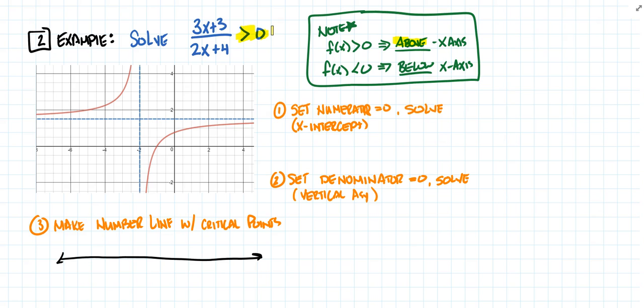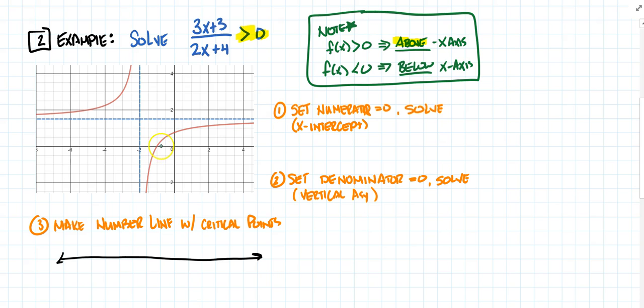I do have the graph here for you, but we're not always necessarily going to have the graph. So we want to be able to solve this without actually looking at the graph, but we do want to be able to do both. The first thing that we're going to do is find our critical points of a rational function. So we're going to set the numerator to 0, and then we're going to solve. This is going to give us our x-intercept.